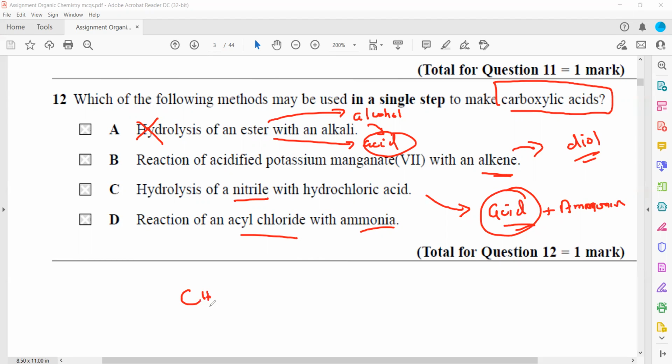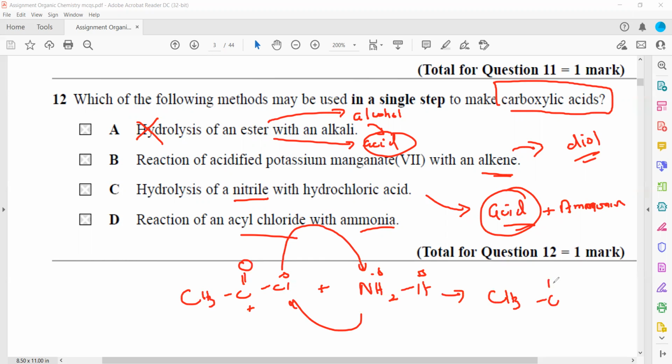If we have acyl chloride, for example ethanoyl chloride, reacted with ammonia, which is NH3, it will be NH2, with partial negative, positive, partial negative, positive. So this Cl will be replaced by NH2. As a result, it will produce CH3, C double bonded with O, NH2, so an amide will be produced, plus HCl misty fumes. So it does not produce carboxylic acid. That's why D cannot be. So the correct option is C. Is it clear? This one.